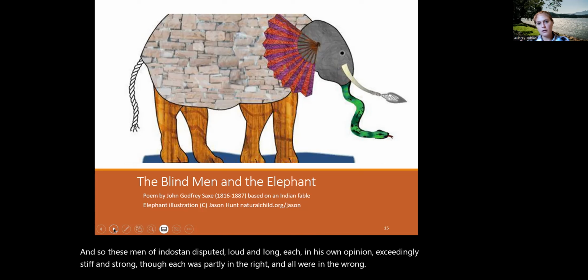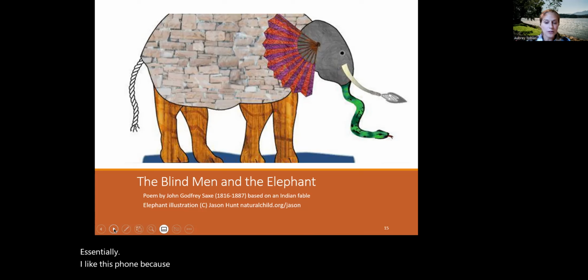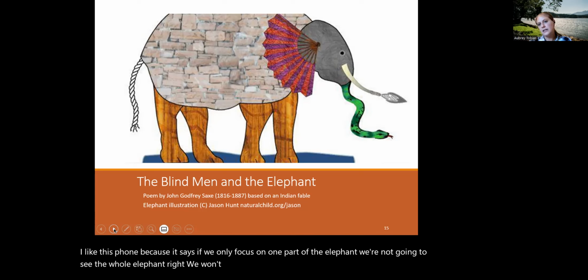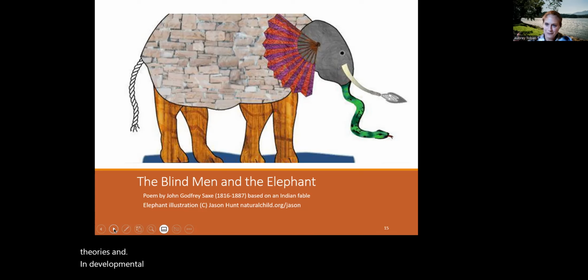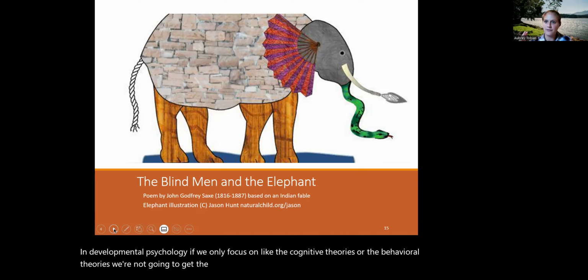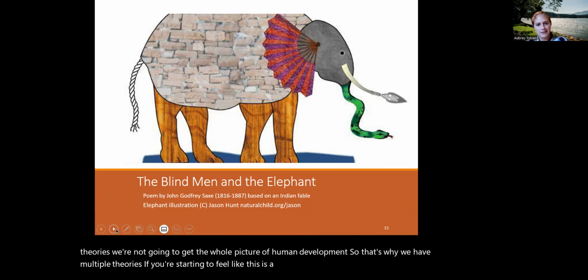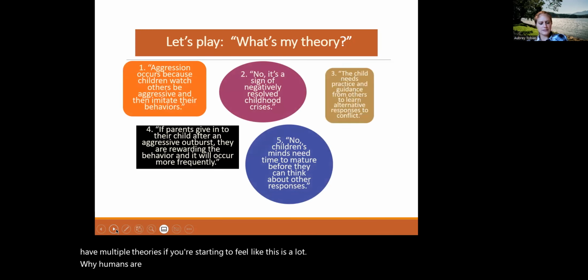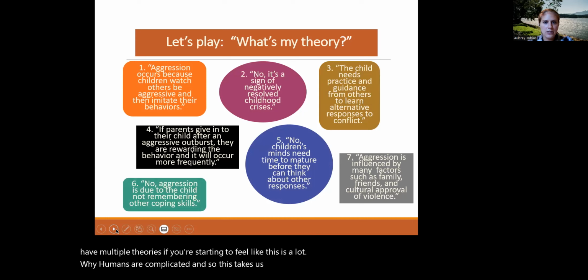So essentially, I like this poem because it says, if we only focus on one part of the elephant, we're not going to see the whole elephant, right? We won't get the whole picture. Same with why we have a lot of theories in developmental psychology. If we only focus on the cognitive theories or the behavioral theories, we're not going to get the whole picture of human development. So that's why we have multiple theories. If you're starting to feel like this is a lot, humans are complicated.